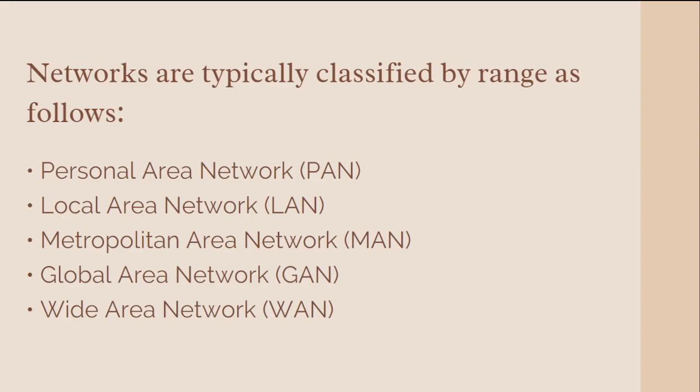Wide Area Network, or WAN. A wide area network is a type of telecommunication network that extends over a large geographic area such as a city, state, country, or even the world. Wide area networks are designed to connect computers, servers, and other devices over a large distance, typically through a combination of public and private communication links.